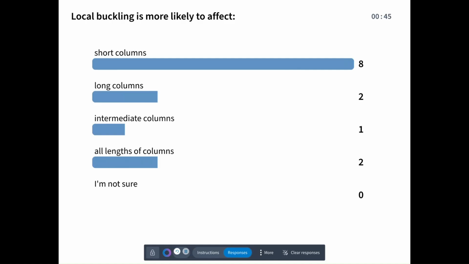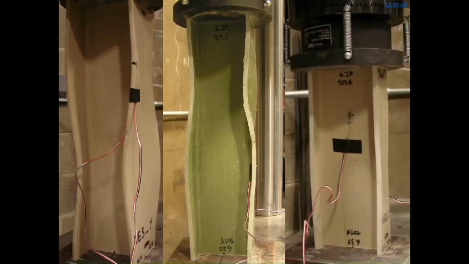Did anyone who picked short columns feel comfortable sharing why short columns came to mind instead of long or intermediate columns? Anybody? Okay, I didn't make this a scary question just because it's Halloween. We'll talk about why these are more likely to affect short columns. The answer I usually get is because I show you pictures of short columns.